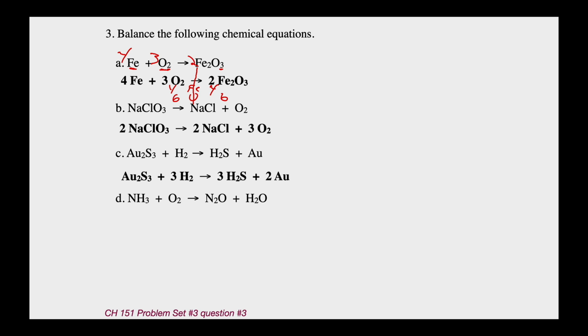If you do that, this is what you end up with: a balanced reaction. Au2S3 plus 3H2 makes 3H2S plus 2Au. And you are welcome to double check that. I have no problems with it at all. I do that myself quite a bit.